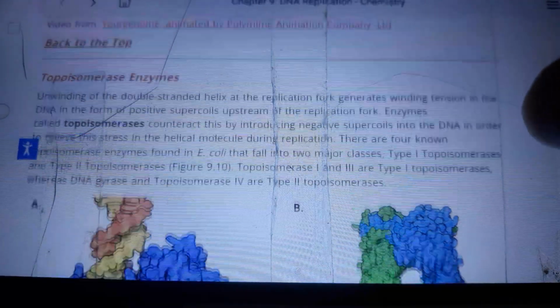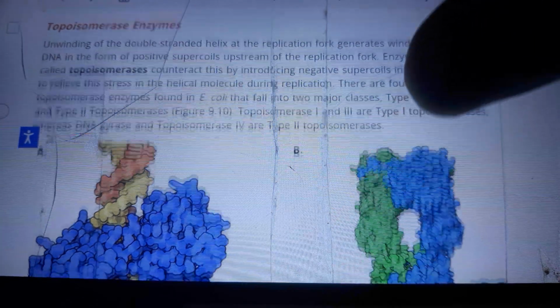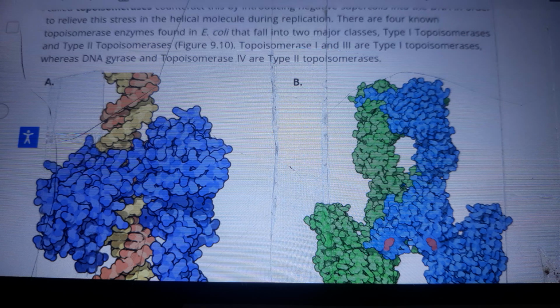Unwinding of the double-stranded helix at the replication fork generates winding tension in the DNA in the form of positive supercoils upstream of the replication fork. Enzymes called topoisomerases counteract this by introducing negative supercoils into DNA in order to relieve the stress in the helical molecule during replication. There are 4 known topoisomerase enzymes found in E. coli that fall into 2 major classes: type 1 topoisomerases and type 2 topoisomerases.